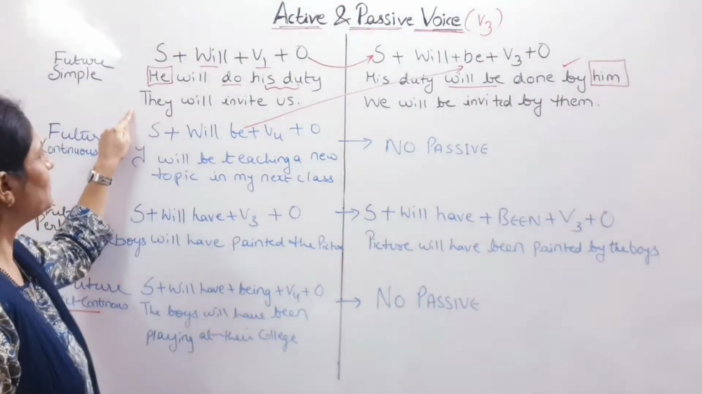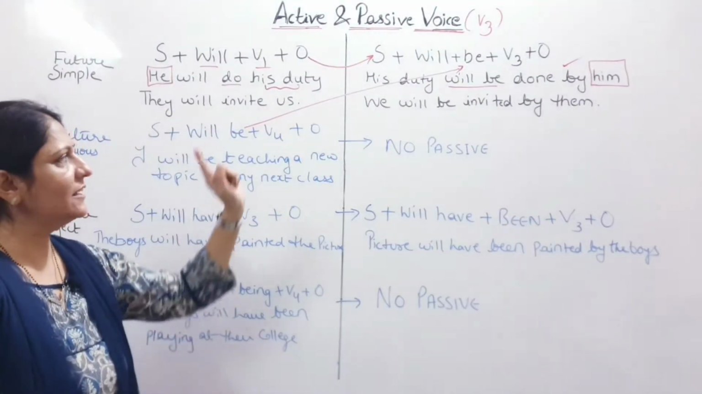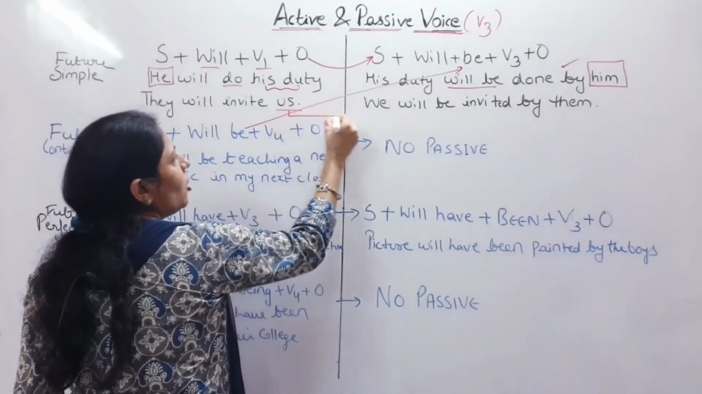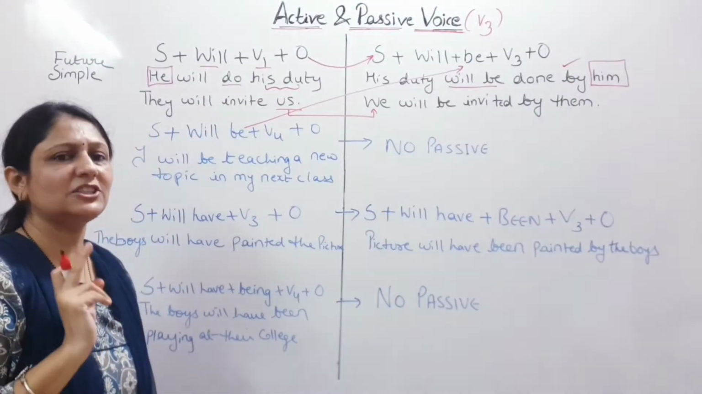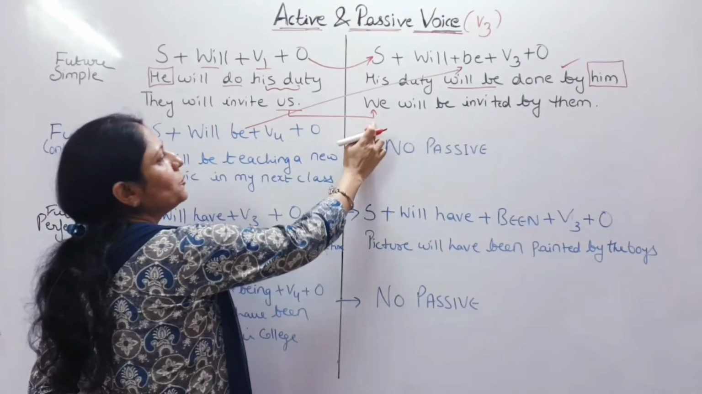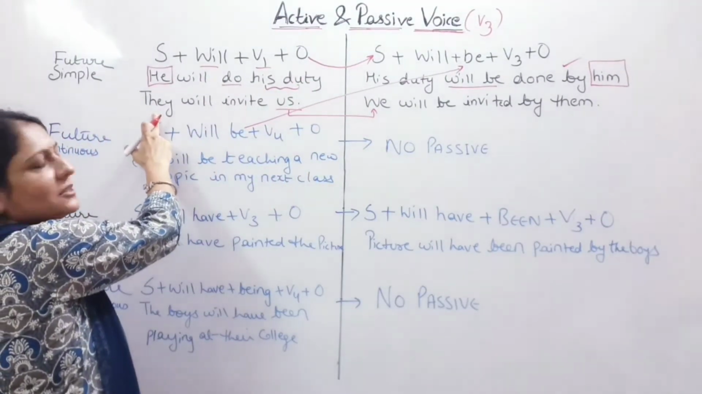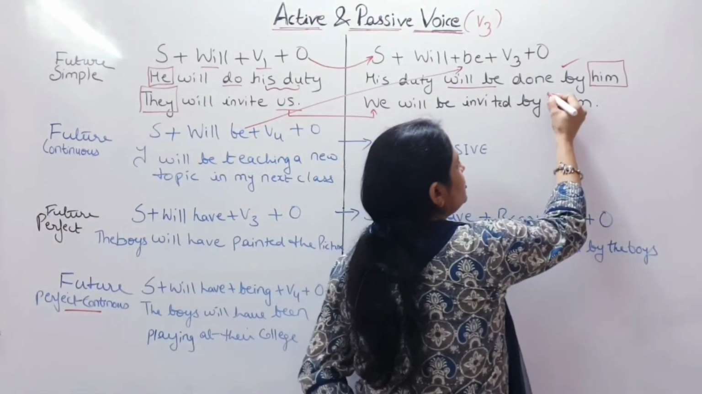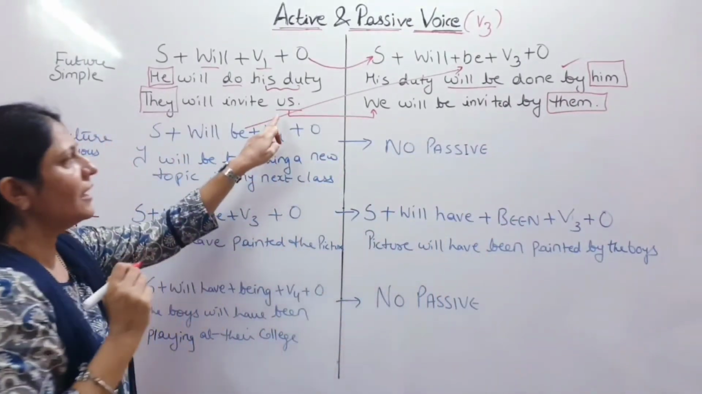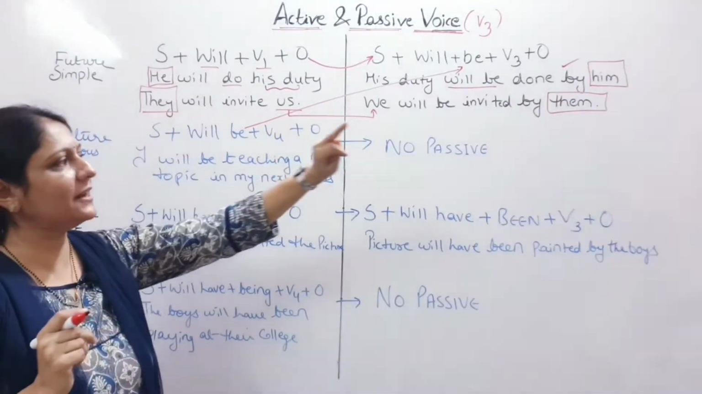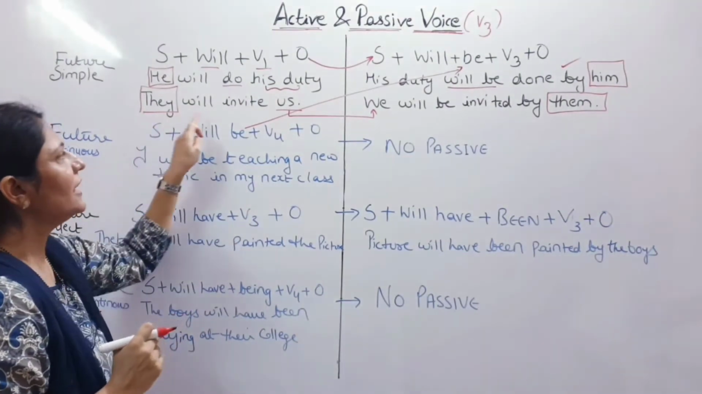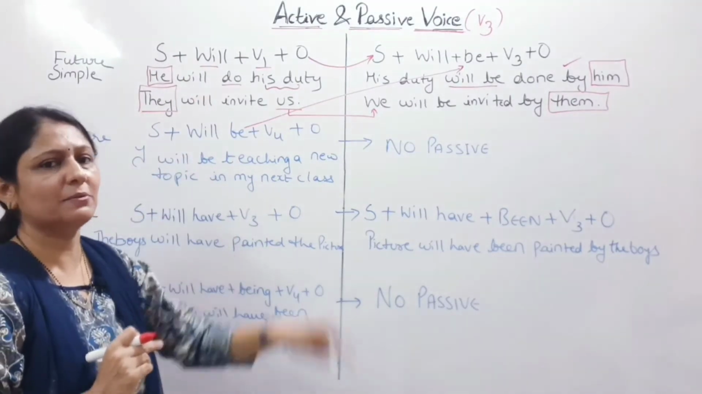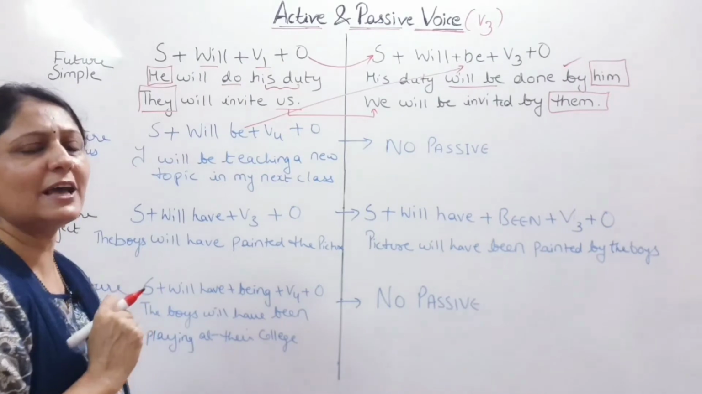Okay, another example. They will invite us. Again, here it will become... Now see, this us over here is the object pronoun, and when us changes into subject, it becomes we. And similarly, the word they, which is again a pronoun over here, when it changes into object, it changes into them. So here us becomes we and they becomes them, and the whole thing gets reversed. They will invite us becomes we will be invited by them. Isn't it so simple? Now let's take another example.